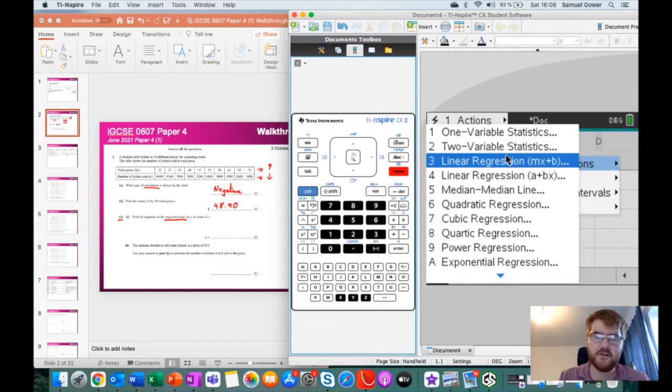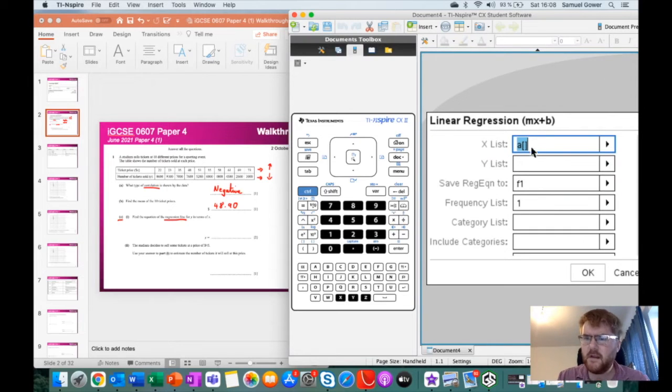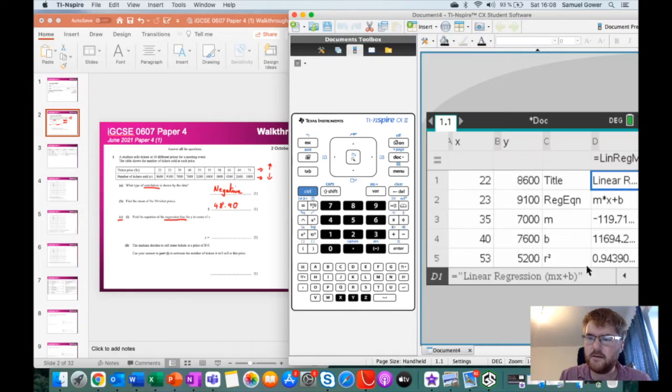This time we're going to just go to Linear Regression, very useful. We click the magic button. Now our X list conveniently is going to be X and Y list is going to be Y. That's why I labelled it up earlier, so you need to make sure you label it. I leave everything else the same, click the OK button, and I get my linear regression line.